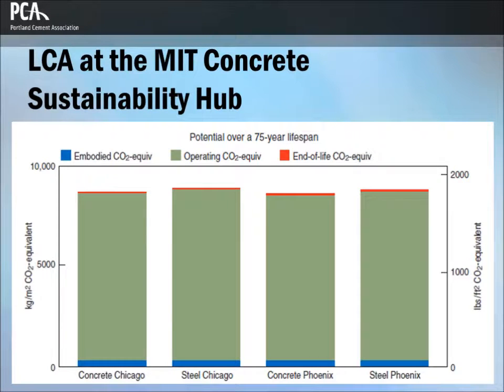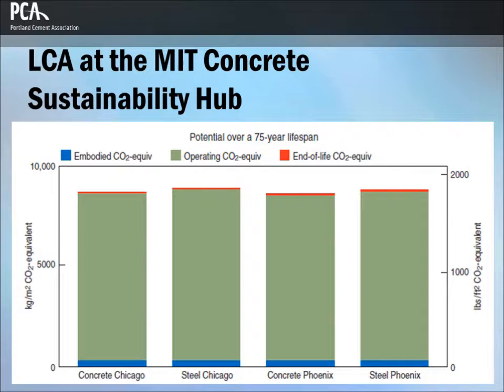So in summary on this chapter, the LCA, for example, of the MIT Concrete Sustainability Hub. At the Massachusetts Institute of Technology Concrete Sustainability Hub, a team of professors, researchers, and students are using LCA to evaluate and improve the environmental performance of buildings and pavements.